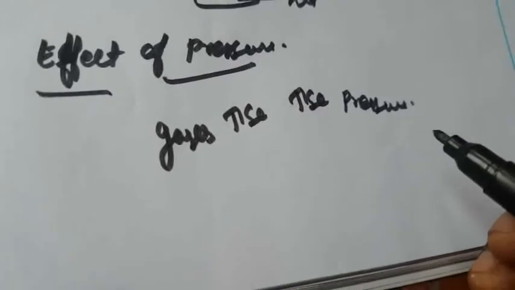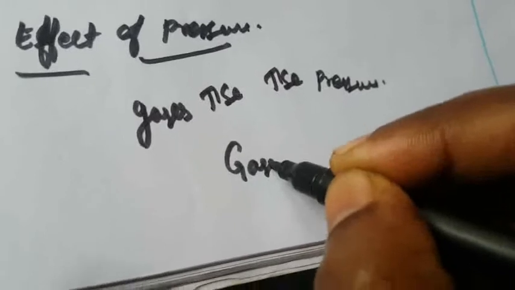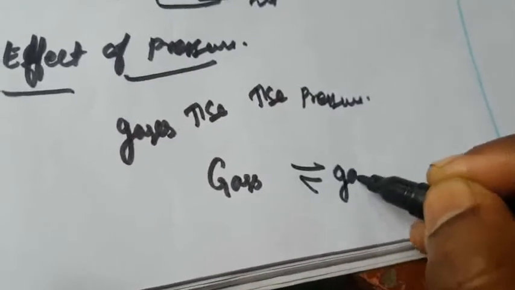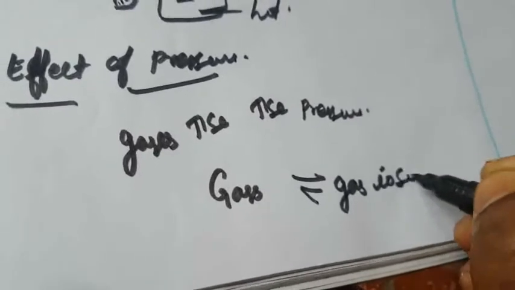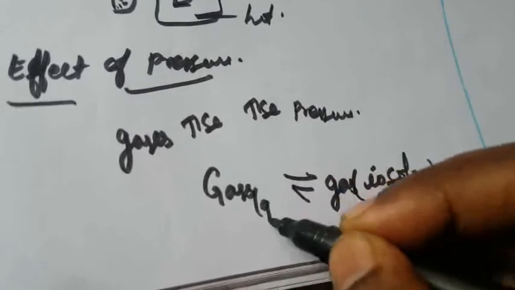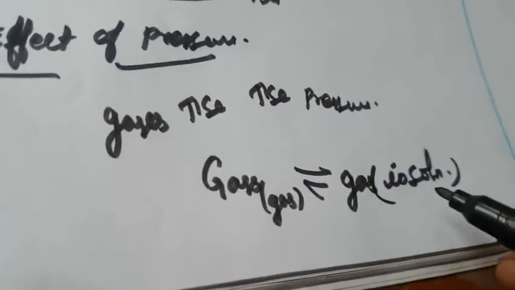In such a system, the equilibrium exists. Say, for example, a gaseous molecule. The gaseous molecule exists in the gas and in solution. In solution, this is the gaseous state. This is the gaseous molecule in the gaseous state. This is gas in the solution.